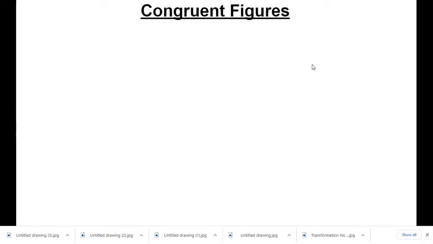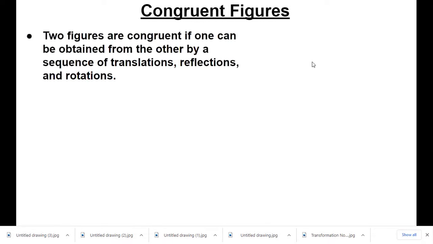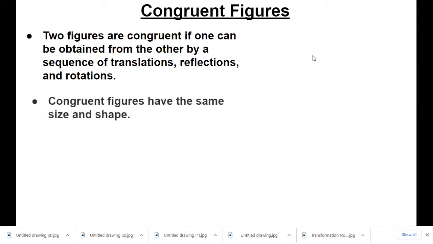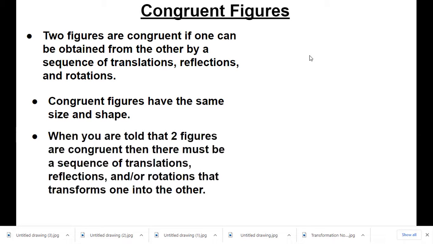Okay, so congruent figures. Two figures are congruent if one can be obtained from the other by a sequence of translations, reflections, and rotations, what we just demonstrated under the document camera. Congruent figures have the same size and shape. Again, we just went through that. When you are told that two figures are congruent, then there must be a sequence of translations, reflections, and or rotations that will transform one figure into the other.